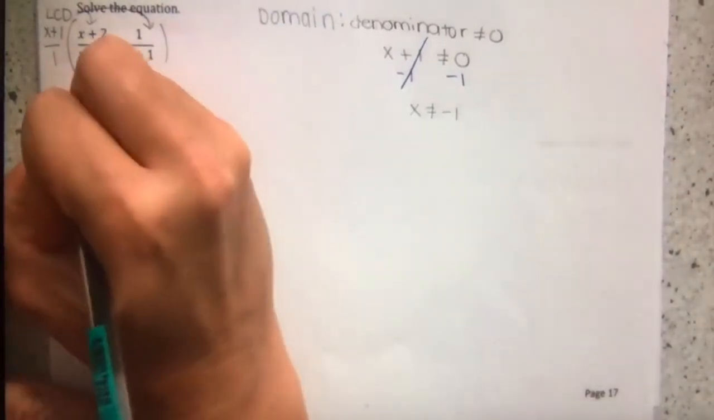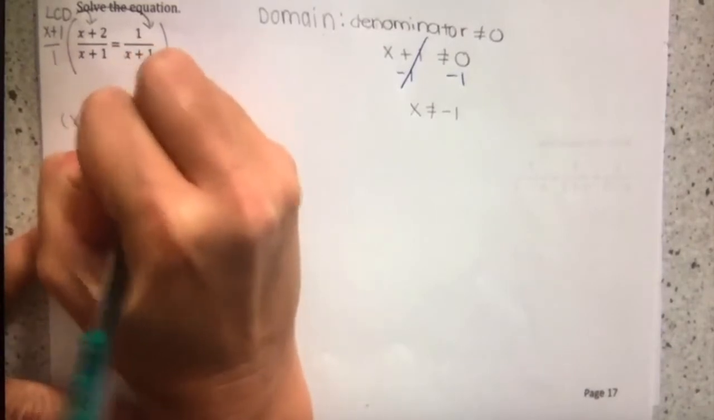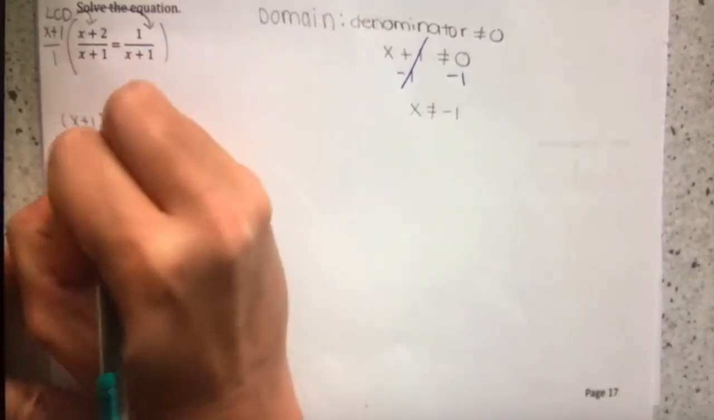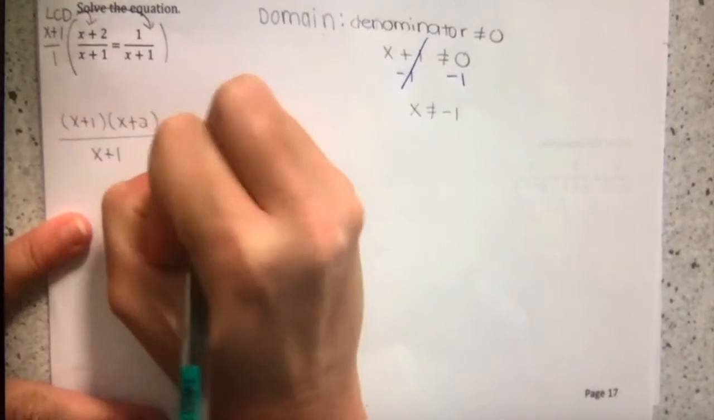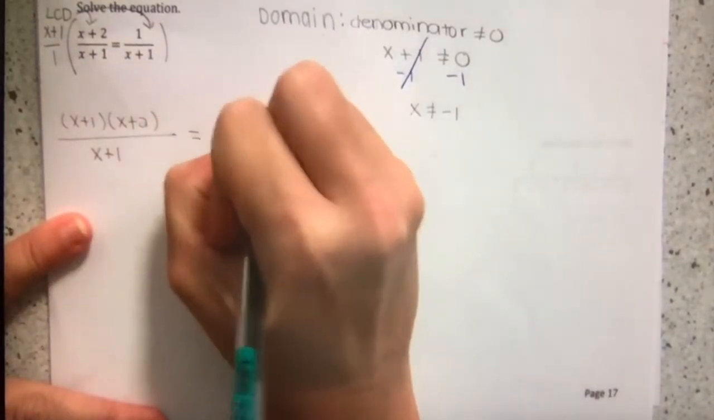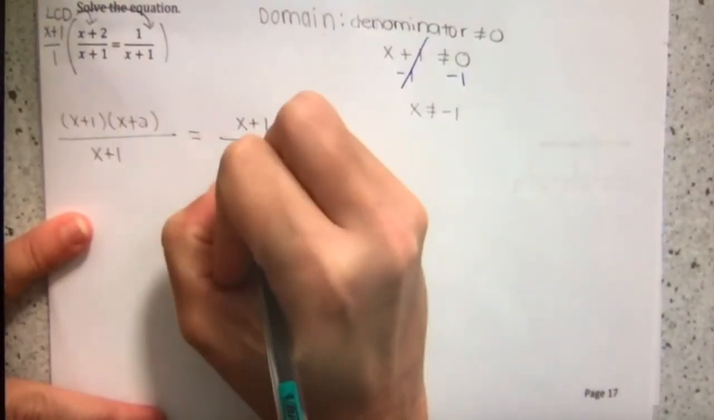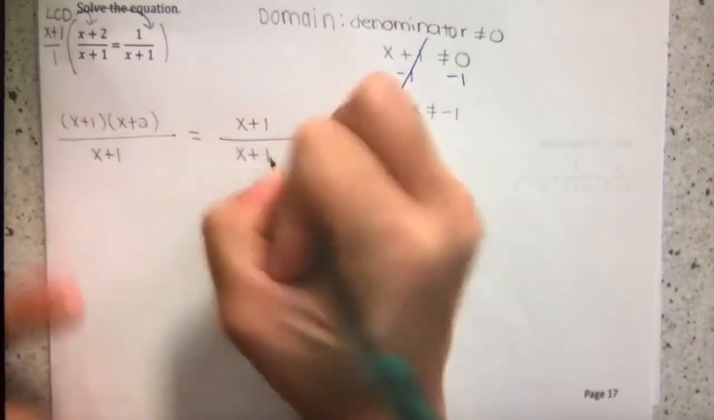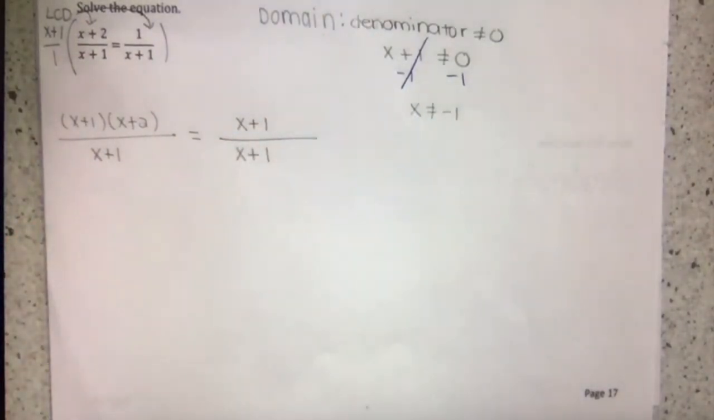So that'll give us up top x plus 1 times x plus 2. On the bottom, we have 1 times x plus 1, which is just x plus 1. So x plus 1 times x plus 2 all over x plus 1 equals x plus 1 all over x plus 1.